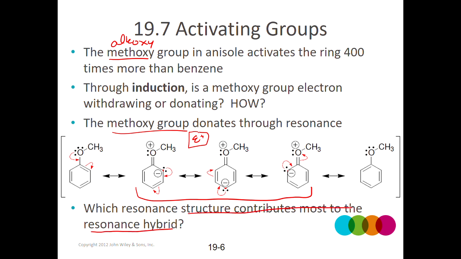The structure that contributes most to the resonance hybrid is going to be the one with no formal charge, right? So you want to keep that in mind. The formal charges here make this pretty unstable. So these three contributors are pretty minor compared to the original structure with no formal charge, but they're significant enough to help create slight amounts of partial negative on that carbon that will attract the electrophile in.